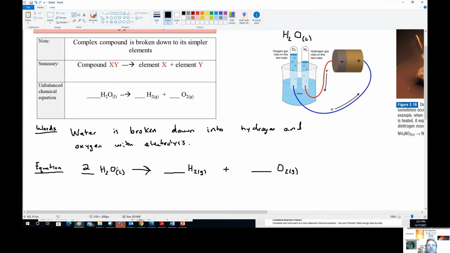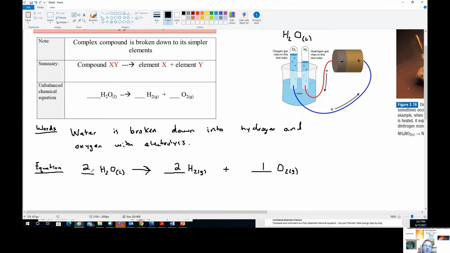Now we've got 2 oxygens, but we've got 4 hydrogens. Well, let's put a 2 there. 2 times 2 again, there's 4 hydrogens. 2 times 2, 4 hydrogens. 2 times 1, 2 oxygens. 2 oxygens, that's our ratio.